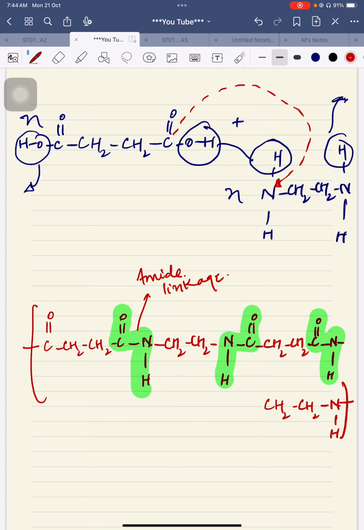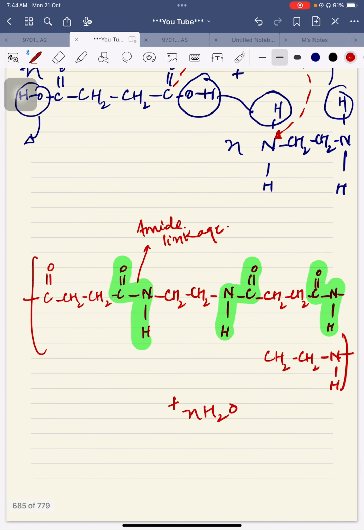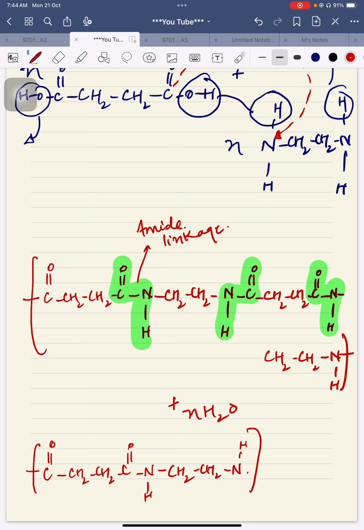Now along with this nylon, what else are we getting? That is H2O. It means that water molecules are formed as well. Now what is the repeating unit for this? It will be C double bond O, CH2, CH2, C double bond O, and then NH, and then next CH2, CH2, and then NH, and that's it. So this is the repeating unit.